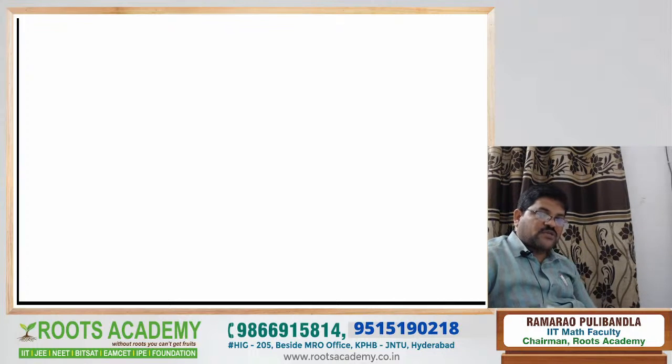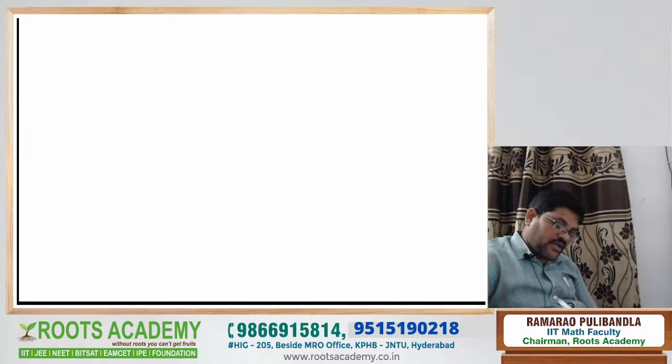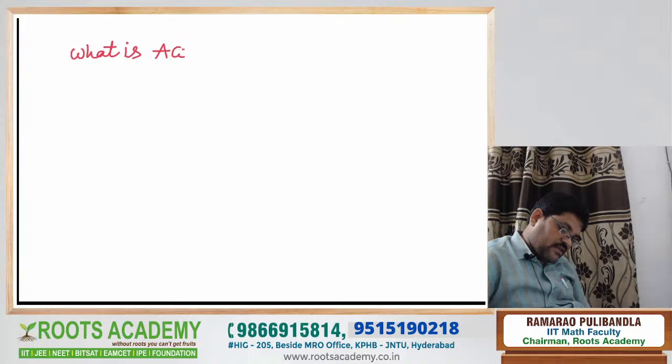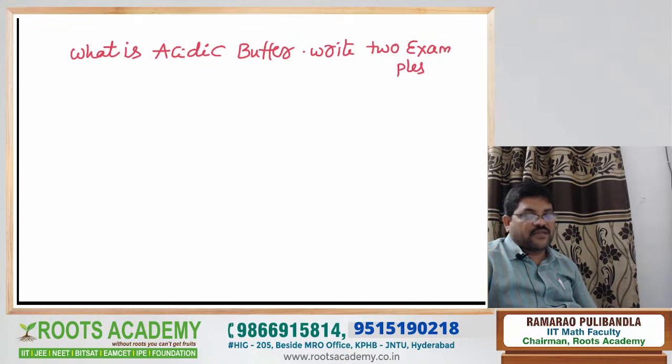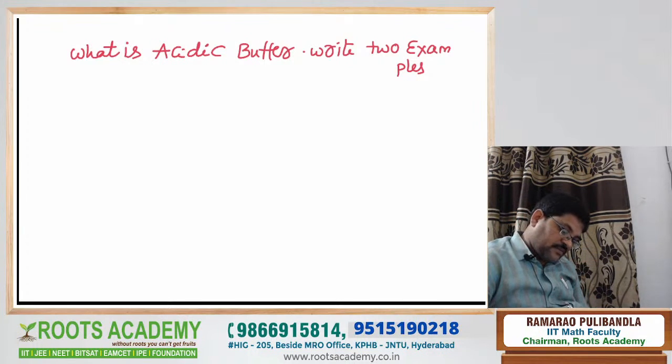Now I give one more 2 marks question. How is the 2 marks question given from the equilibrium topic? A question is given like this: what is an acidic buffer? A 2 marks question given like this, Nana. So what is an acidic buffer? Write 2 examples of acidic buffers. Simple statement. So what is an acidic buffer, Nana?